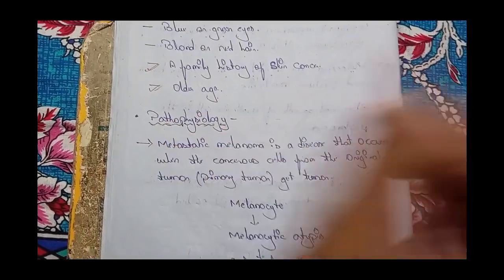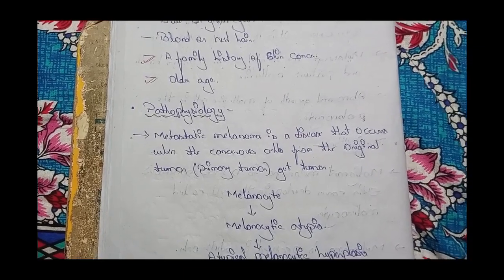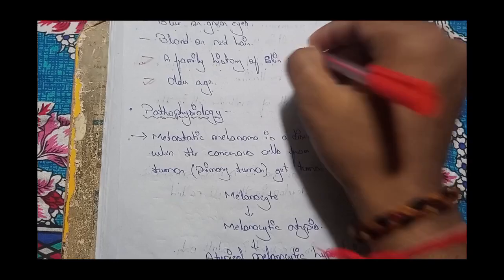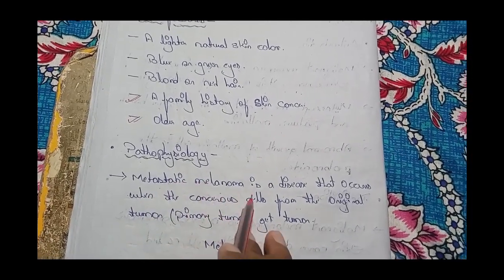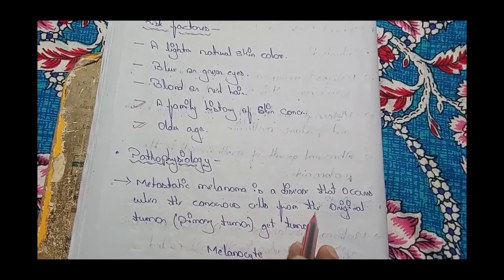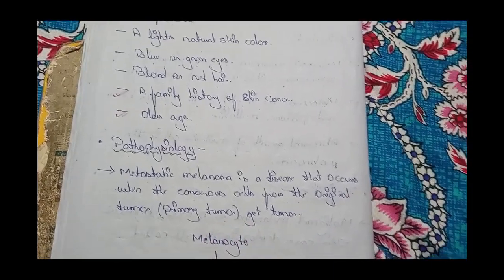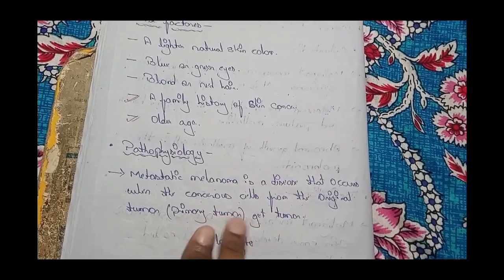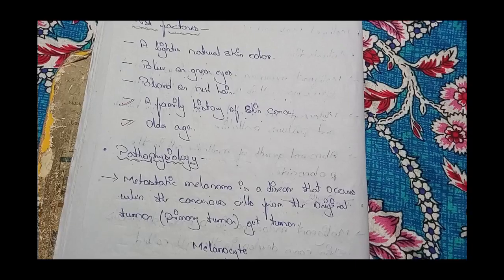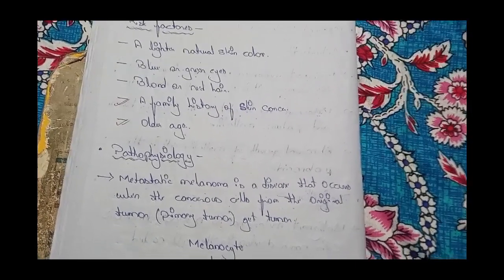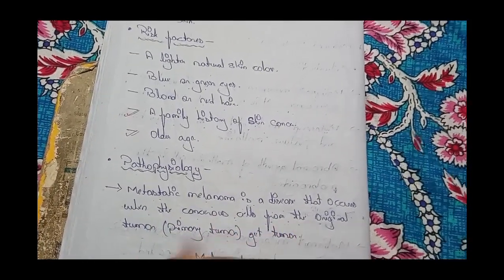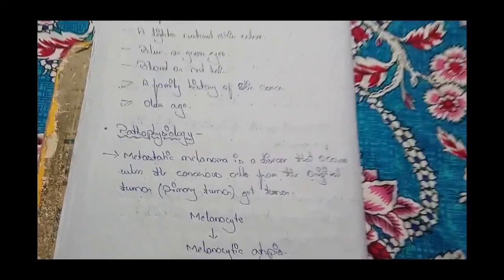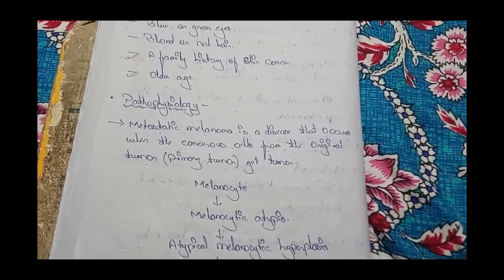Then next is pathophysiology, meaning how the skin cancer condition develops from day one up to now. Metastatic melanoma is a disease that occurs when cancerous cells spread from the original tumor. A tumor has two types, primary and secondary. In skin cancer, there is a primary tumor in the first stage. The tumors are like blisters, and in those blisters they keep growing.